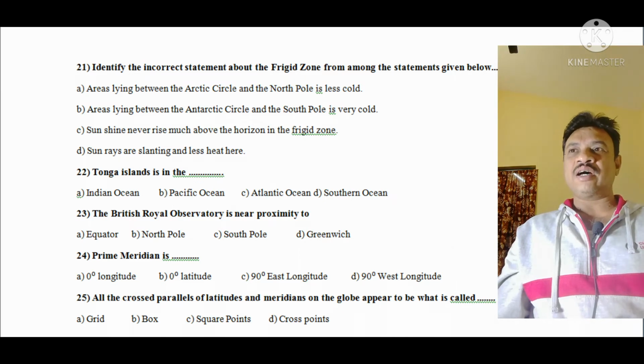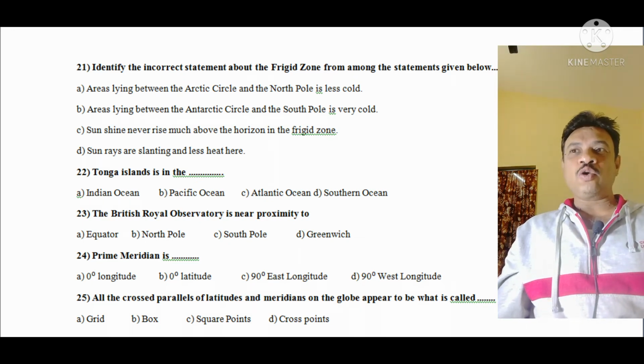Which one is incorrect from among the four? First, areas lying between the Antarctic Circle and South Pole is very cold. That is true. Areas lying between the Arctic Circle and the North Pole is also very cold, but it is written is less cold. So your option should pick up A as the incorrect option.